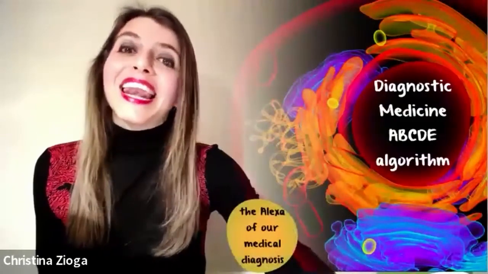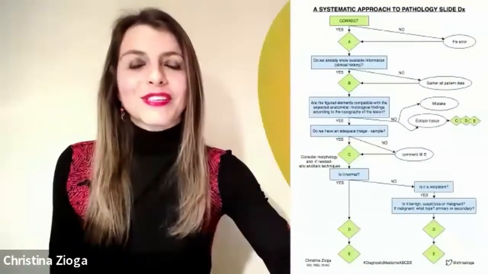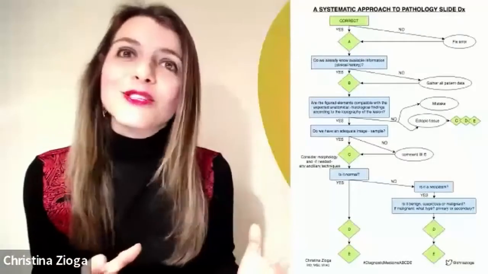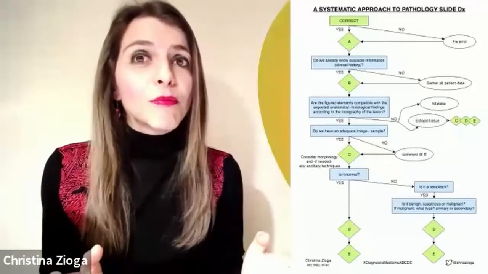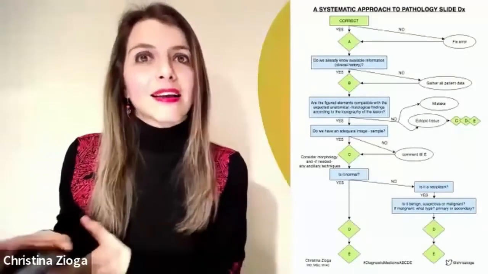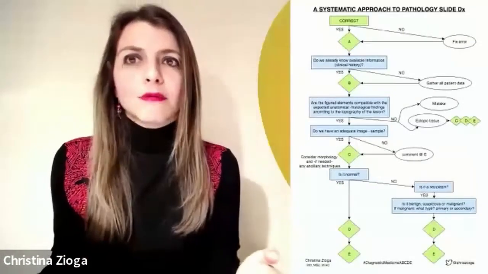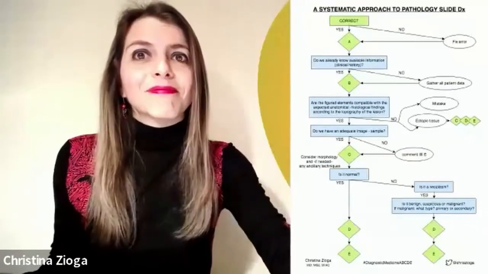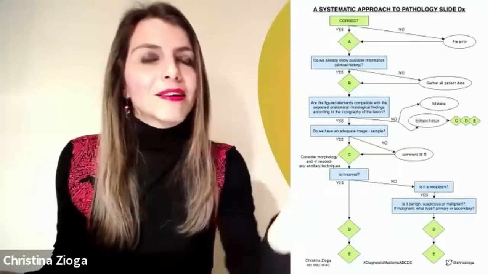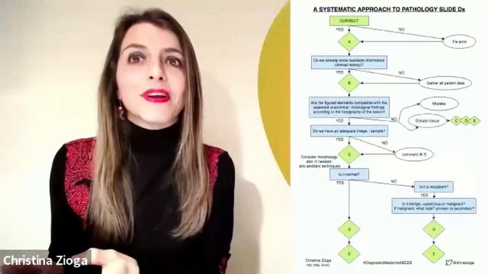And here is the Alexa of our medical diagnosis. To round it up, the diagnostic medicine ABCDE algorithm could be the Alexa of our medical diagnosis or any other automation system like this. Do you know Alexa Amazon? It's a helper device, an intelligent helper device.